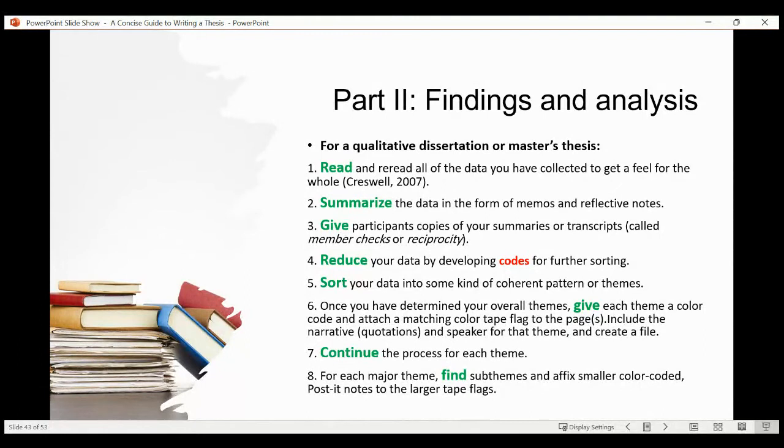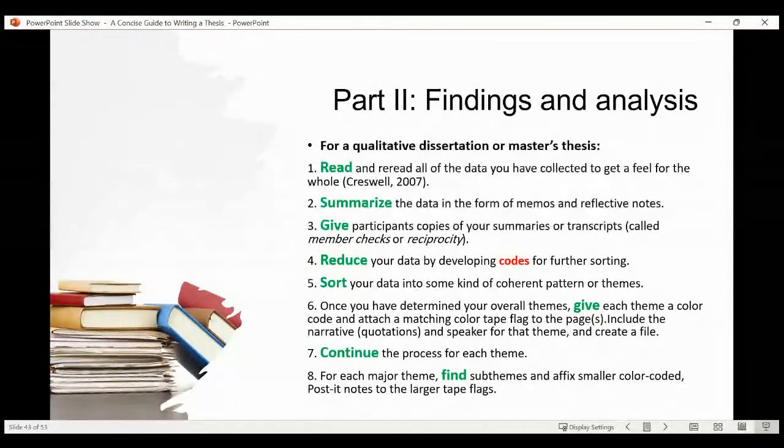Again, the 3 types of coding. If you use these codes, it's going to be easier for you to manage your data. Sort your data into some kinds of coherent themes. Again, you can use colors when you do the coding. You do the process for each theme. When you have themes, you do the coding, then you will end up with a very nice and clear way of presenting your results.